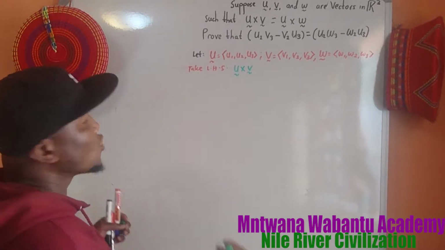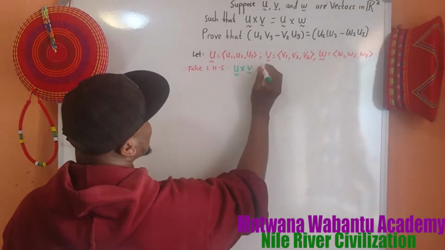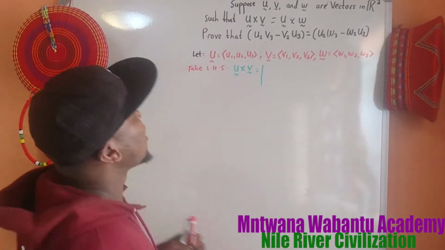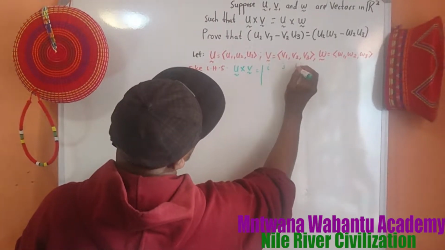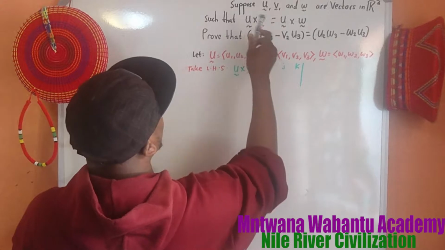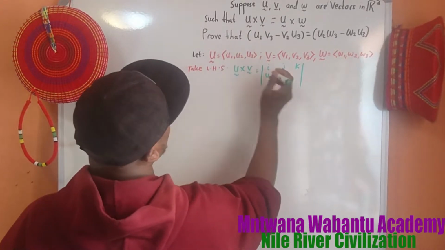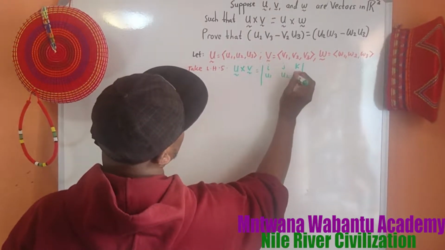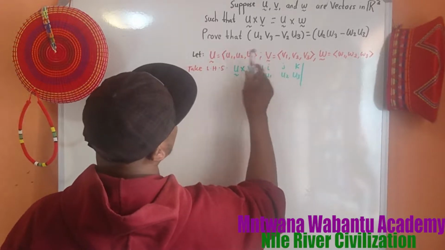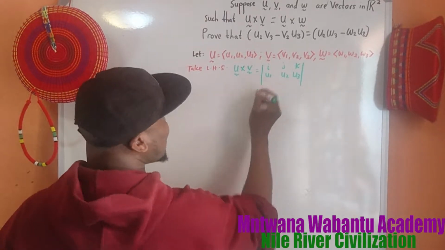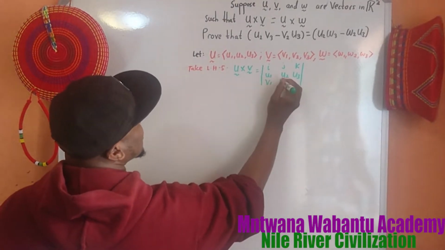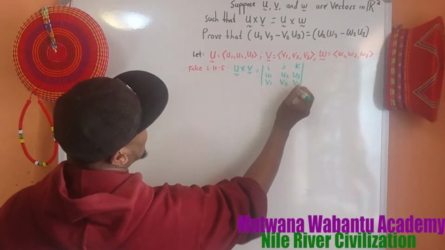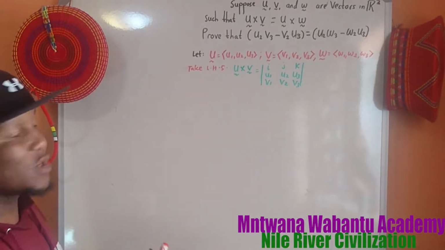So now, for u cross v, we have the value of u. Our u we call u1, u2, and u3, but when you cross, you must write i, j, and k. So we have u1, u2, and u3, and for our v, because it's u cross v, this could be v1, v2, and v3. So now let's do the cross.